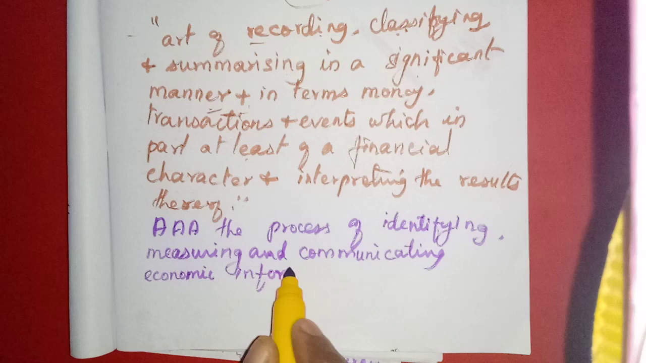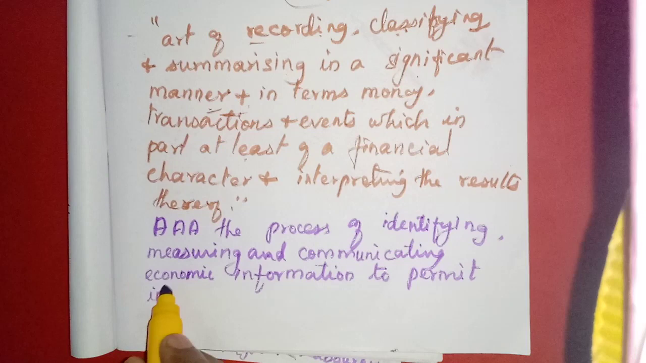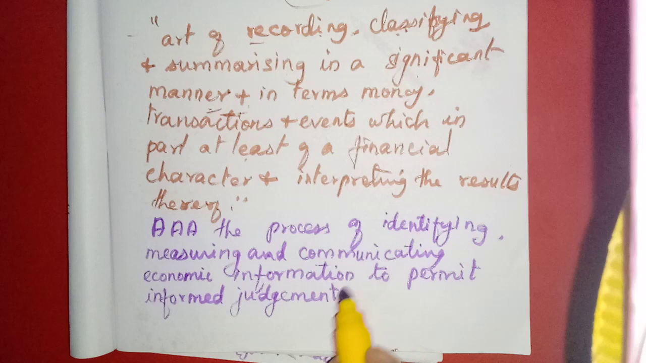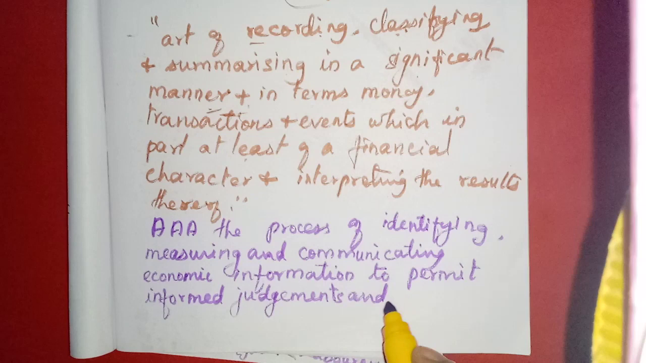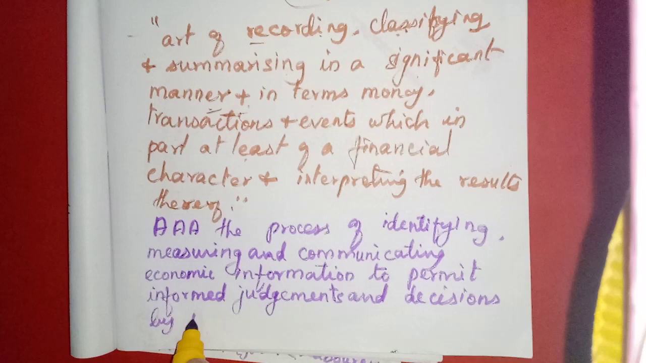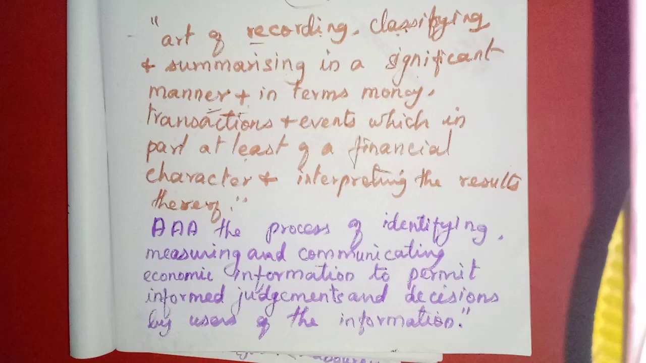To permit informed judgments. They will judge how much is the profit and how much is the financial position. And judgments and decisions, they will decide, like the management interpreting the results. And decisions by users of the information. You will study in the same lesson who all will use the financial information, not only the owners.